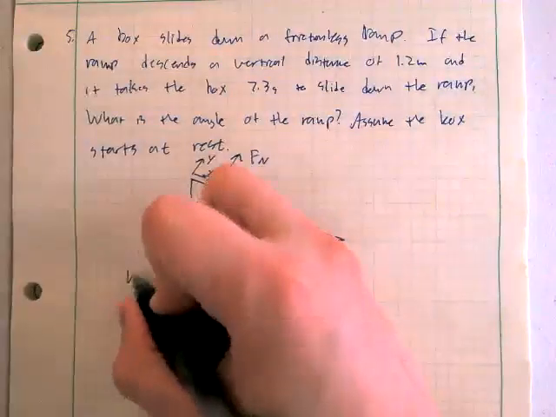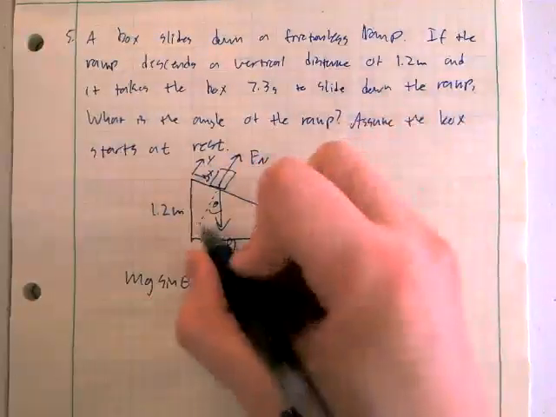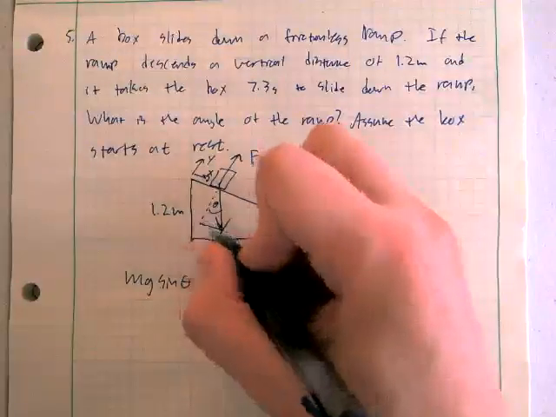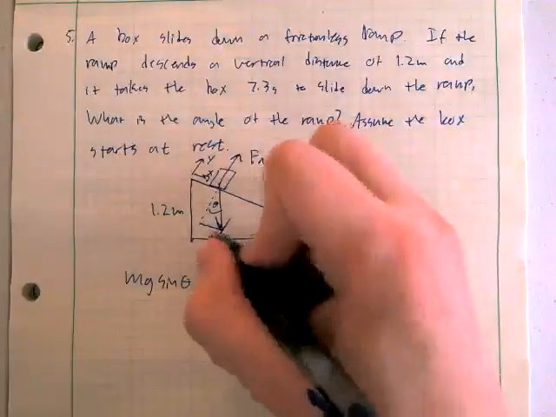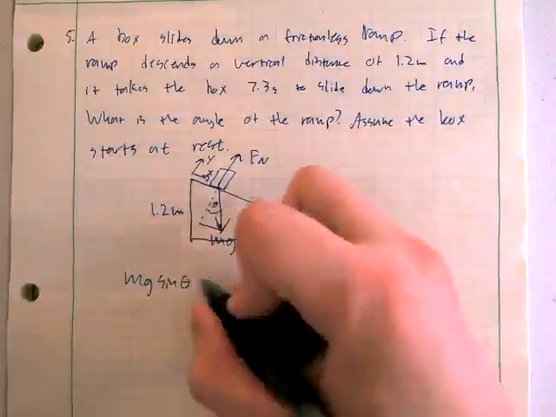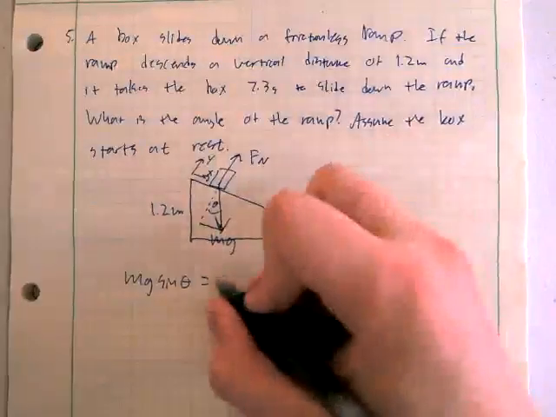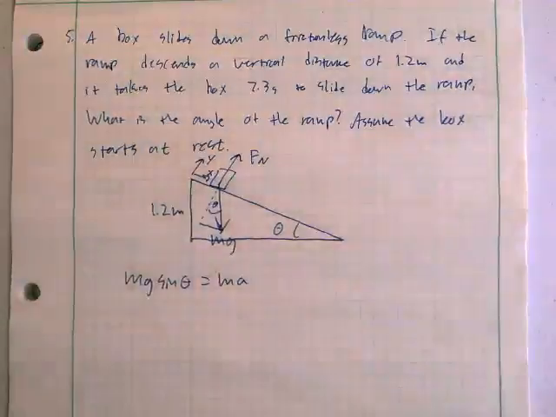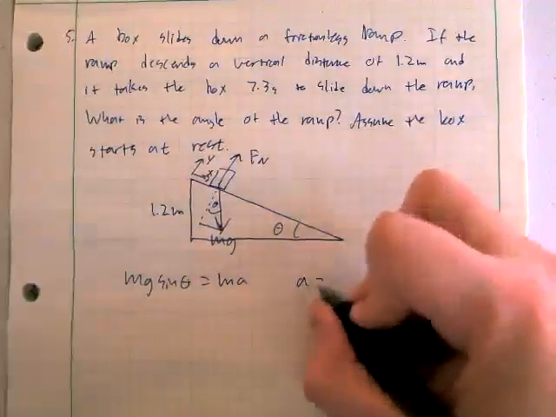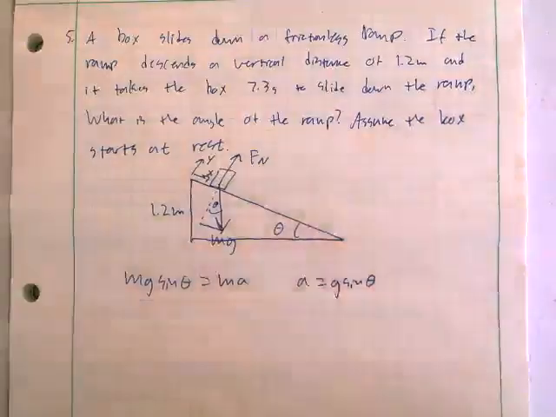In the x direction, we have mg times the sine of theta. That gives us this component here, the opposite side of this angle. This component of my gravitational force is what's going down the ramp. Mg sine theta, and that's it. That's the only force in the x direction. So this must be equal to m times a. Of course, this is going to tell us that our acceleration is equal to g sine theta.